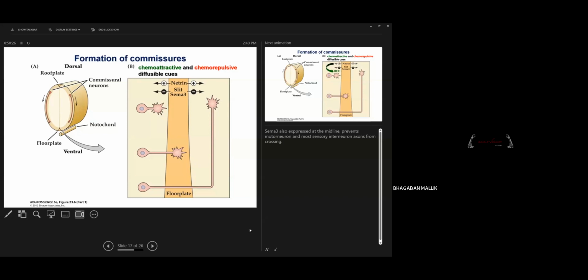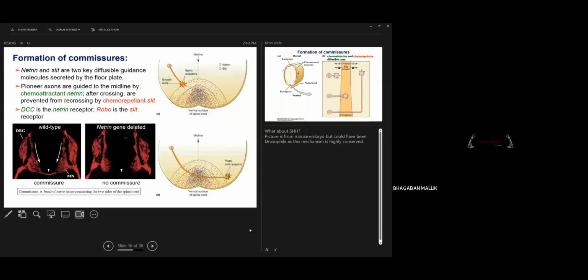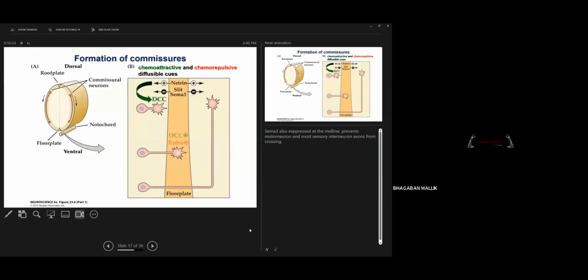When you have the netrin signal, the axon is growing in this direction. But when you have Robo or Slit, you can also see the axon is growing according to the chemorepulsive or chemoattractive molecule. Here I have talked about these two mechanisms. They are making this commissure-like structure because of this axon guidance. Okay, so that's what I have shown.